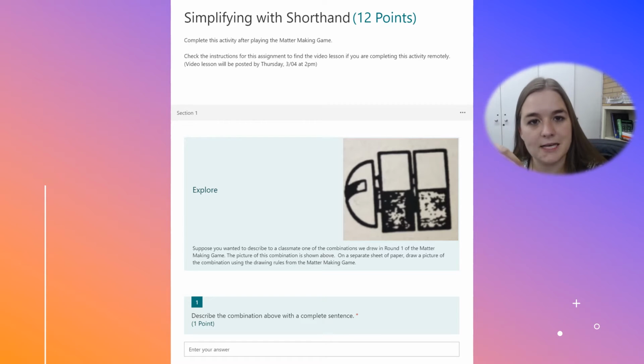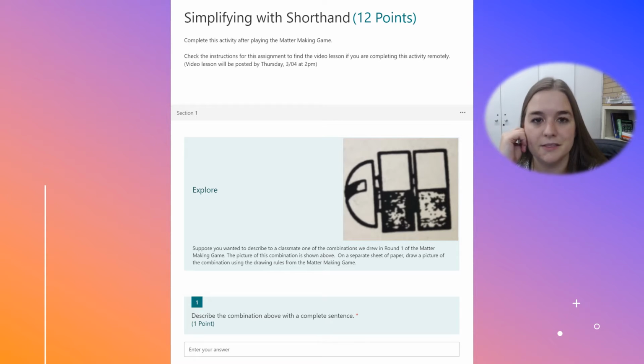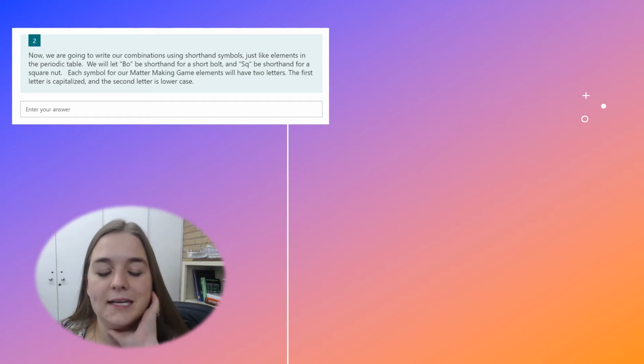For this first section, you should have a piece of scratch paper out where you can draw the combination like you did in the matter making game. And then in the box for number 1, you should type a complete sentence that tells me about the combination. Remember, complete sentences have a capital at the beginning, a period at the end, and they express an entire complete thought. If you do not have a complete sentence, you're an 8th grader, I know you know how to do this. If you do not have complete sentences, you will not receive credit here. We're working on those literacy skills today. When you're finished with that, we're going to keep moving on.